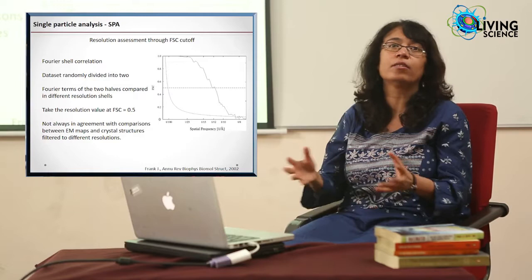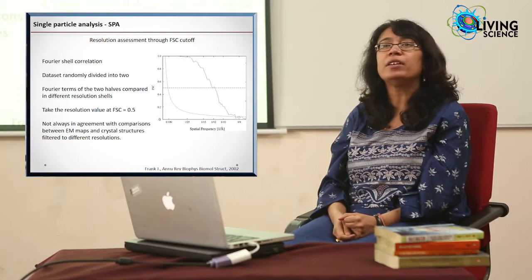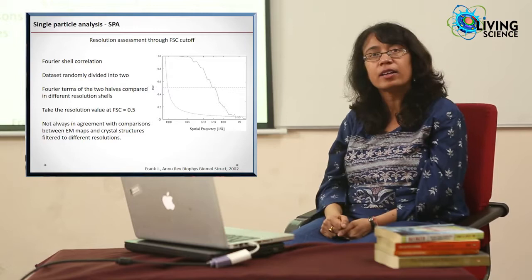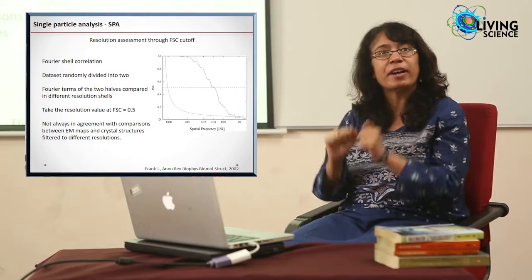So in case of cryo-electron microscopy, we take the data set, and this is also a procedure that was proposed by Joachim Frank, that you take the data set and randomly divide it into two, and then calculate the Fourier terms of the two halves and compare them to each other. And the FSC at 0.5 is the cutoff. This is where you say this is the resolution of the molecule.